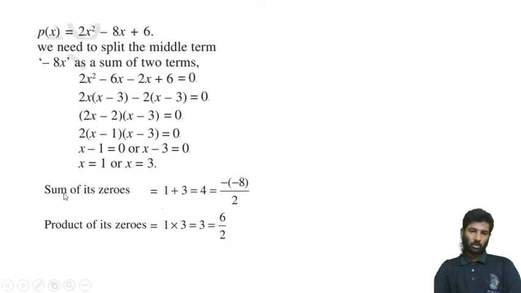So the sum of zeros is 1 plus 3. We have found the zeros 1 and 3. 1 plus 3 is equal to 4. And the product of zeros is 1 into 3, that is 3. When we compare with the values minus b by a and c by a, you can see that minus b by a, that is minus of minus 8 by 2, is 4. This satisfies. And c by a, that is 6 by 2, that is 3. This also satisfies. So this is how the relationship works between the coefficients and the zeros in a quadratic polynomial.